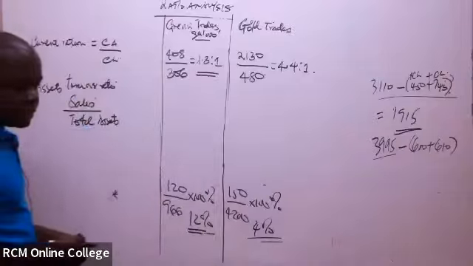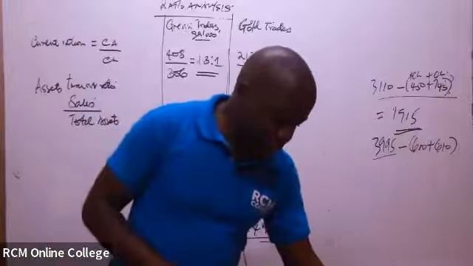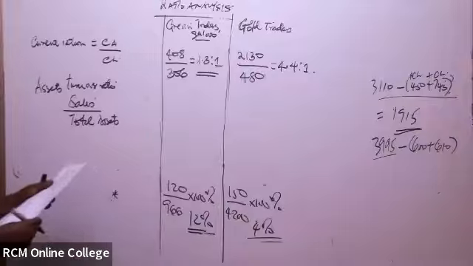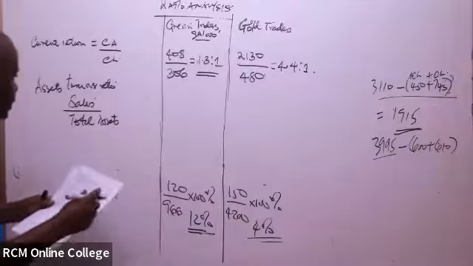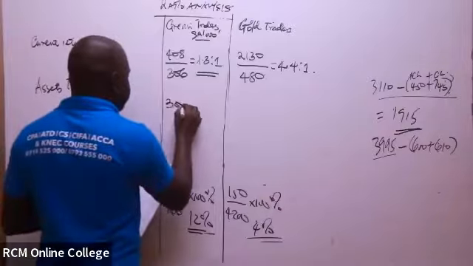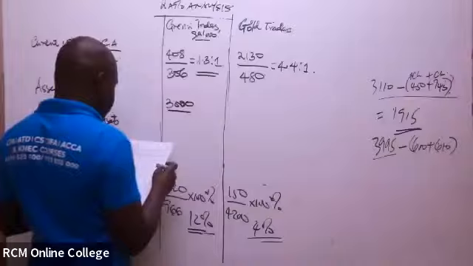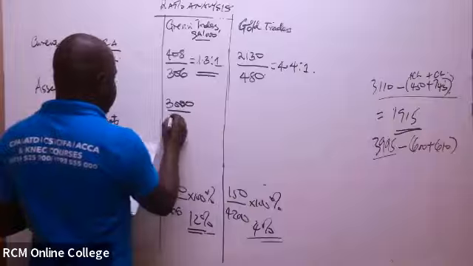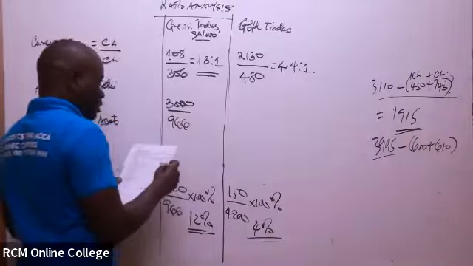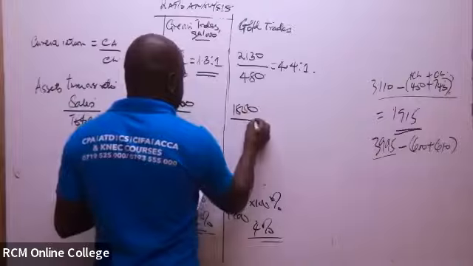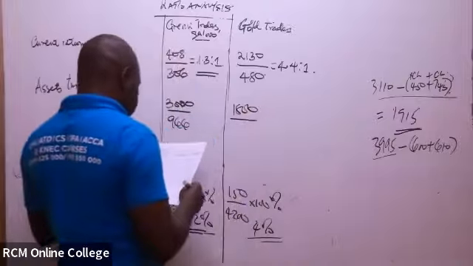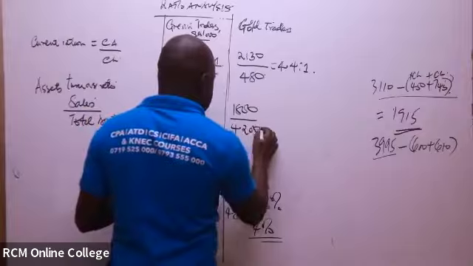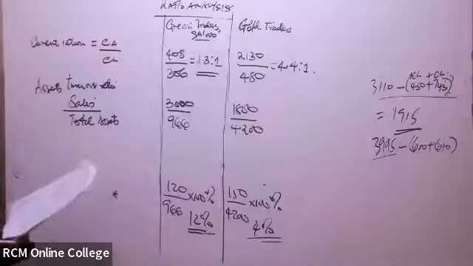So you take your sales. We need to go and identify what our sales are in this case, then we take the total assets. Here, our sales is 3 million over the total assets, which is 966. On the other side, the sales is 1800 over the total assets, which is 4200.